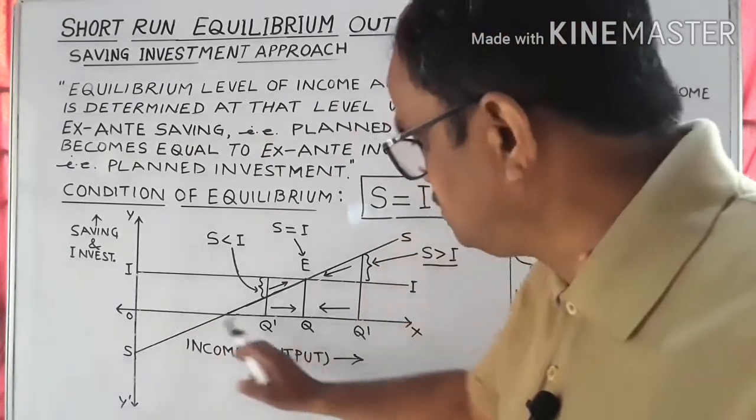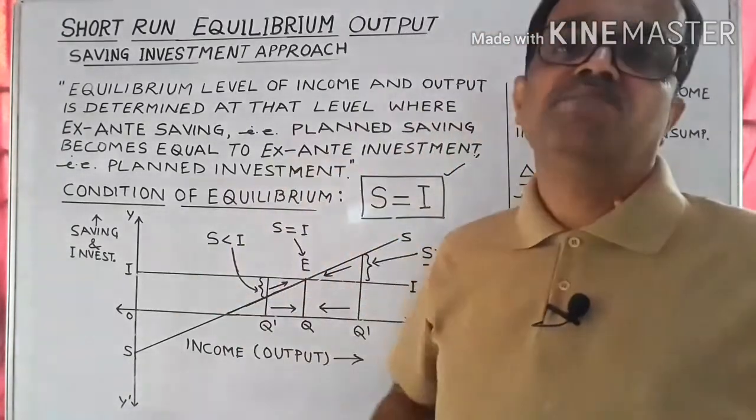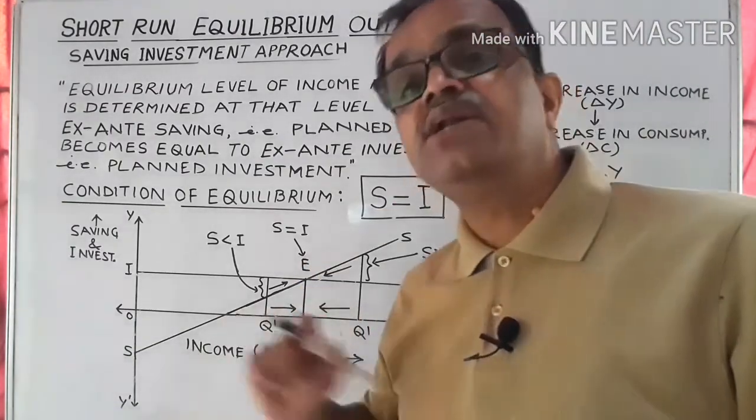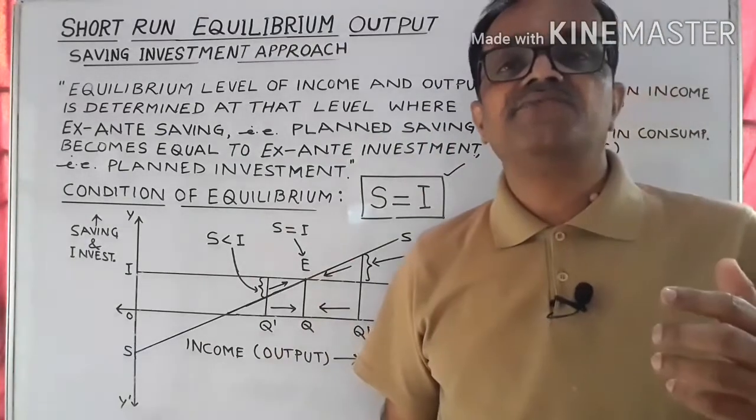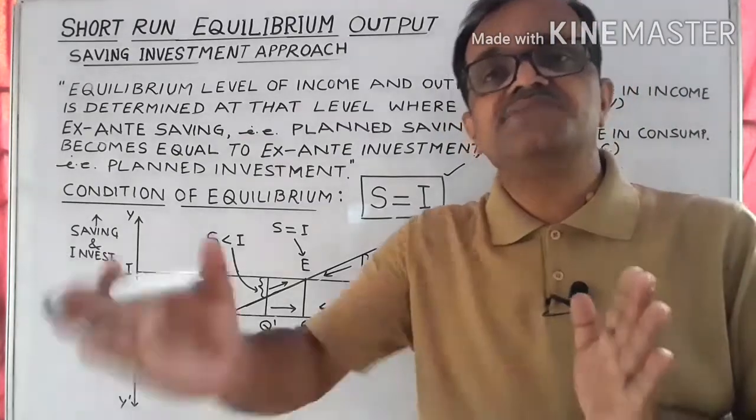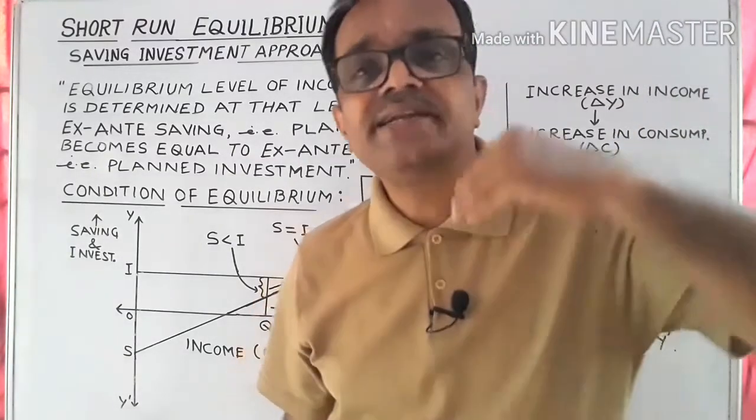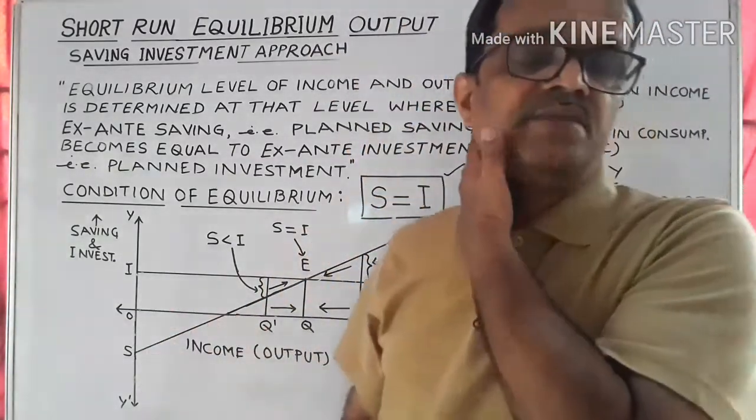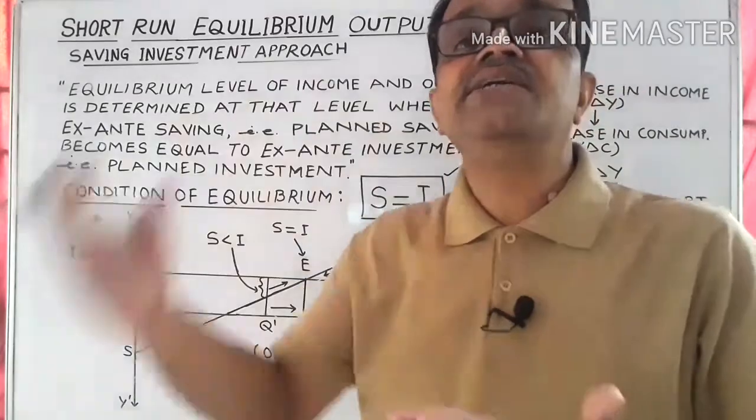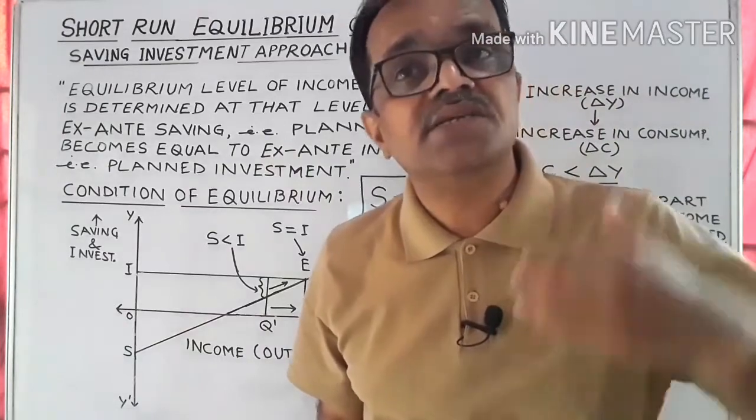Means at this OQ level of income or output in the economy, saving and investment both become equal and equilibrium is established in the economy. Any income level less than or more than that level of output would be a case of disequilibrium, and always induces a shift from that position, and as such cannot be the point of equilibrium. Means at any level of income less than this equilibrium level of income, that is OQ, or more than this equilibrium level of income, there is a tendency to shift, that is, output tends to shift, and ultimately the equilibrium is established.